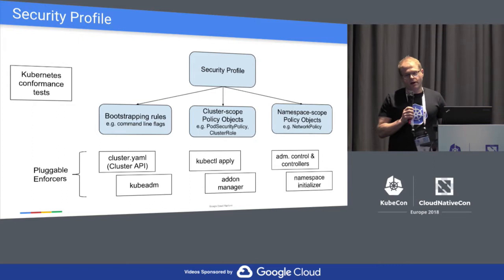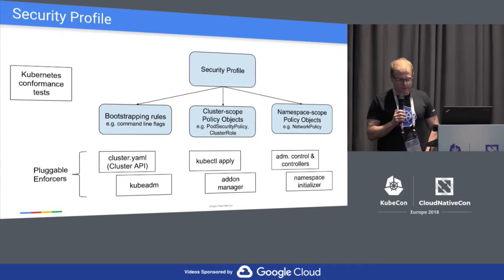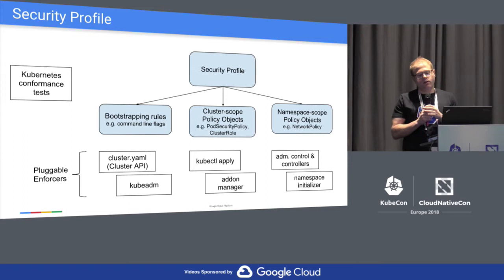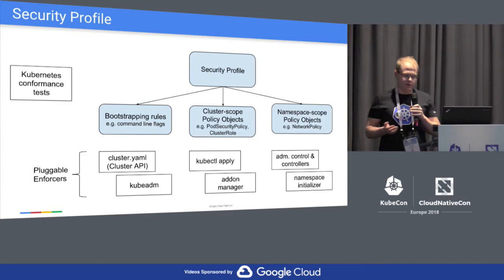Cluster scope policy objects like pod security policy. And then the third is namespace scope policy objects like network policy. And then we don't dictate how the security profile gets unwrapped and how these policies that it embeds get applied to the system. But the idea would be that there would be a variety of what we were calling enforcers that would apply them to the system. And it depends on what kind of policy you're talking about.